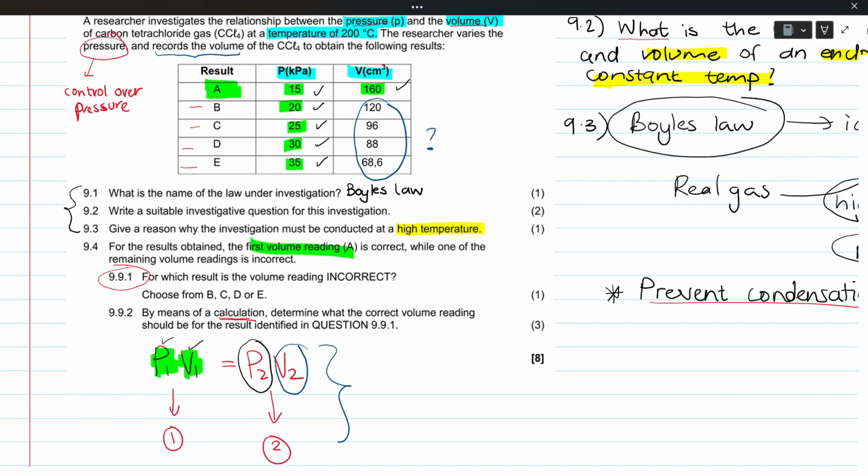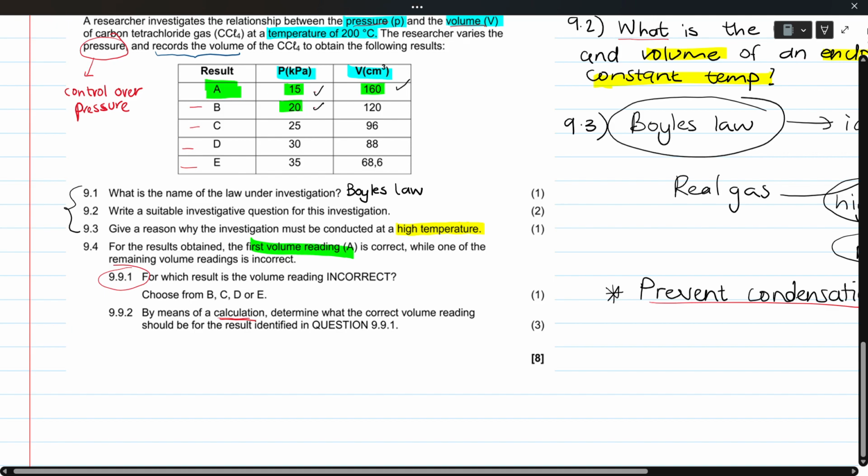And if the value I get from the equation matches what's on the table, that means that it's a correct reading. If the value I get from the equation for volume does not match the volume on the table, then it means it's an incorrect value. Okay, I just want to explain this a bit clearly using just 2 values in case you are getting confused. Let's just quickly go through it one more time.